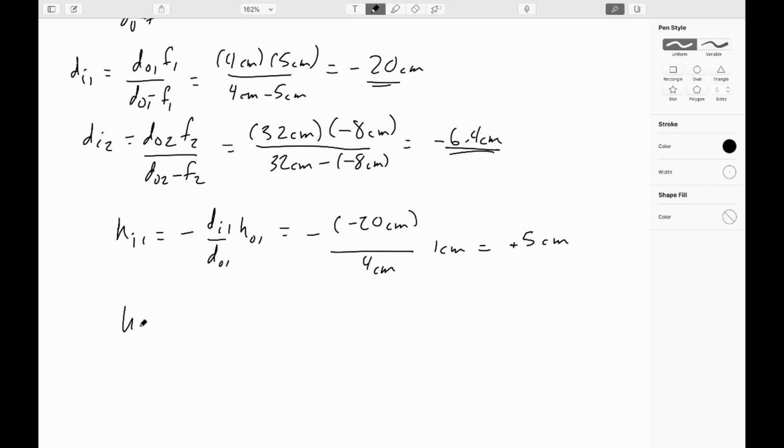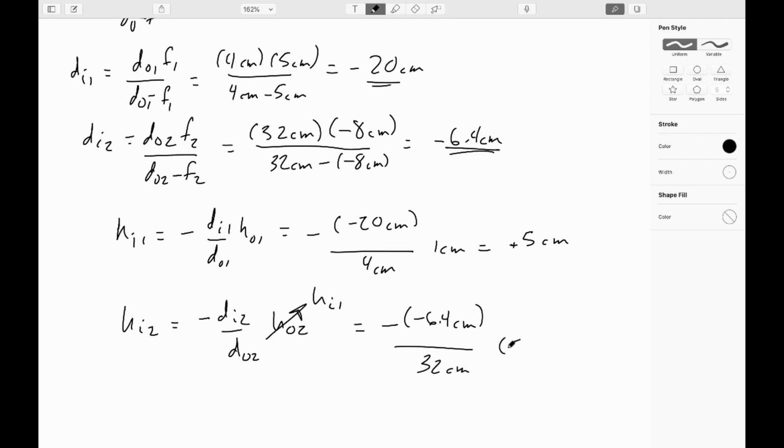Now, HI2 is going to equal minus DI2 over DO2 times HO2, but HO2 is the same thing as HI1 because the image of the first thing is the object for the second. So we can go ahead and put in our numbers. This will be negative 6.4 centimeters over 32 centimeters times 5 centimeters. This works out to be a fifth.